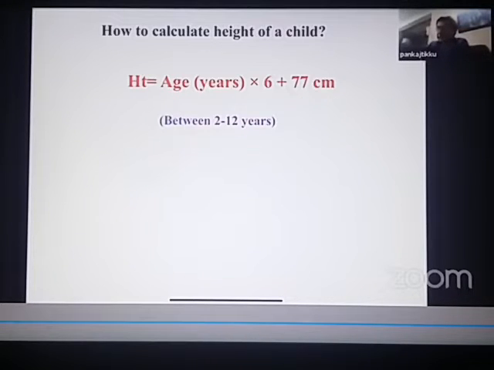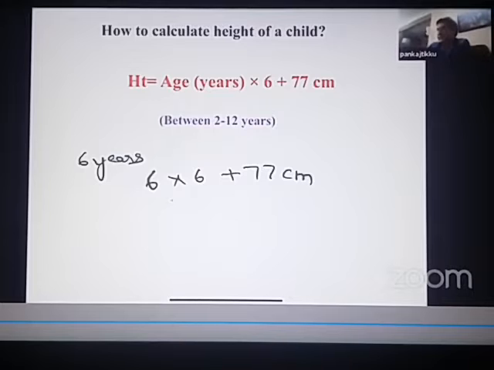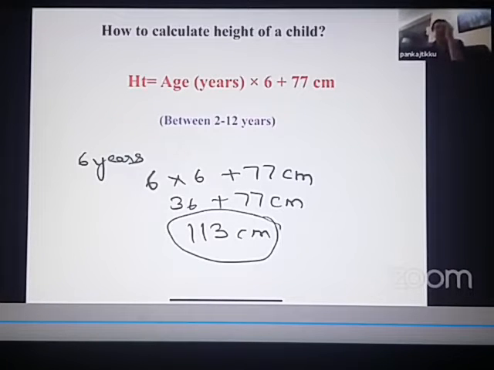So I'll give you an example. Suppose the child is 6 years of age and I ask you what is the height expected in a 6-year-old child. So use this formula. 6 into 6 is 36. 36 plus 77 centimeters comes out to be about 113 centimeters. So what is the height of a child expected at the age of 6 years? The height of a child expected at the age of 6 years is 113 centimeters. You just have to use the formula: age of the child in years into 6 plus 77 centimeters.